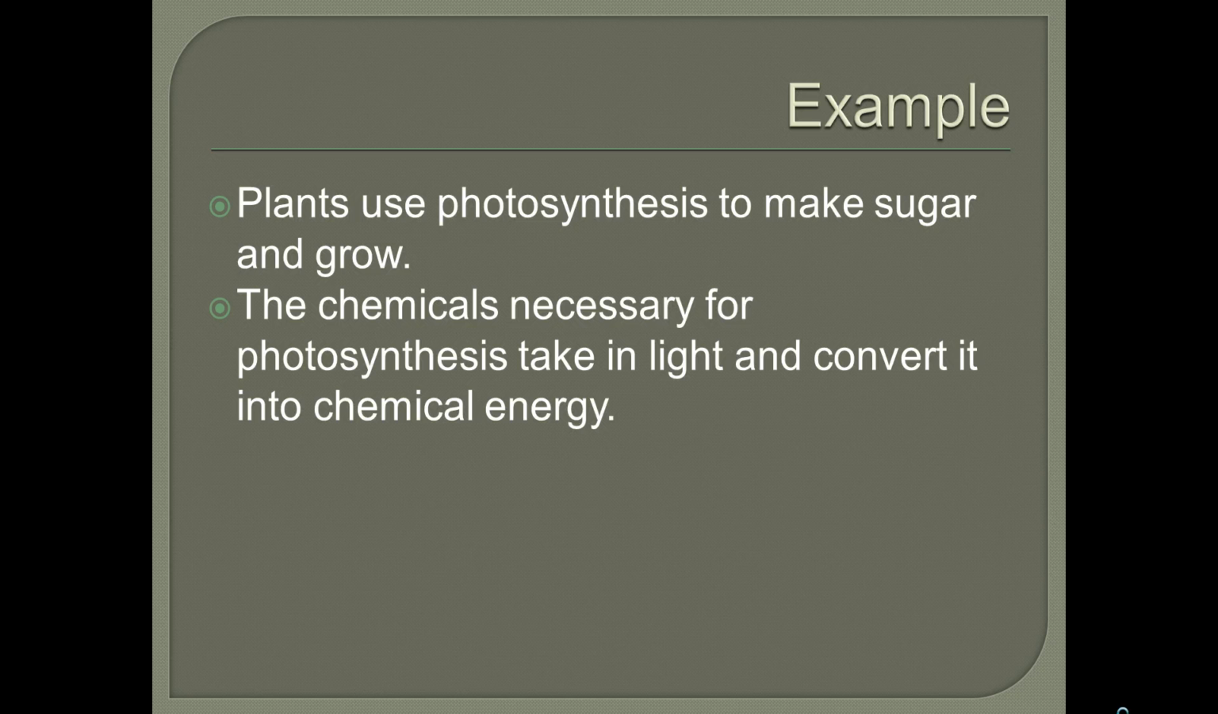An example for this, we would come up with some research and find out that plants use photosynthesis to make sugar and grow, and the chemicals necessary for photosynthesis take in light and convert that into chemical energy. So after I've done all my reading, I realize that, okay, plants do photosynthesis and plants need light. But it doesn't specify what kind of light. So now I'm curious and I have a question, and that is what's going to start off my experiment. My problem, and I don't have a separate slide for this, would be: what kind of light do plants require to grow?